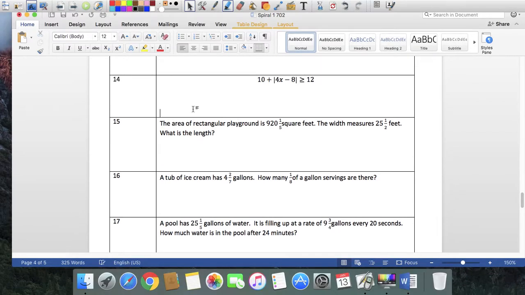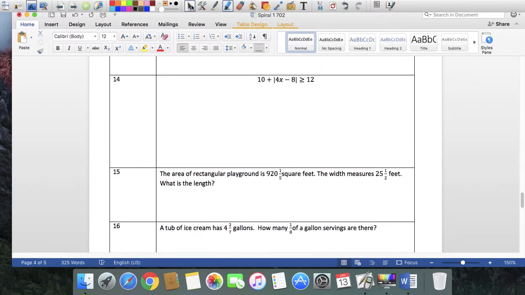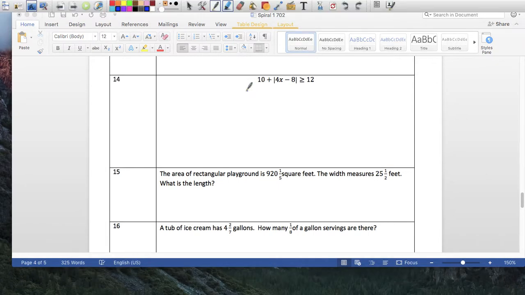Some of the questions are a little harder. Minus 10, cross that out. You get the absolute value of 4x minus 8 is greater than 2. When is this true? This is an "or" problem.